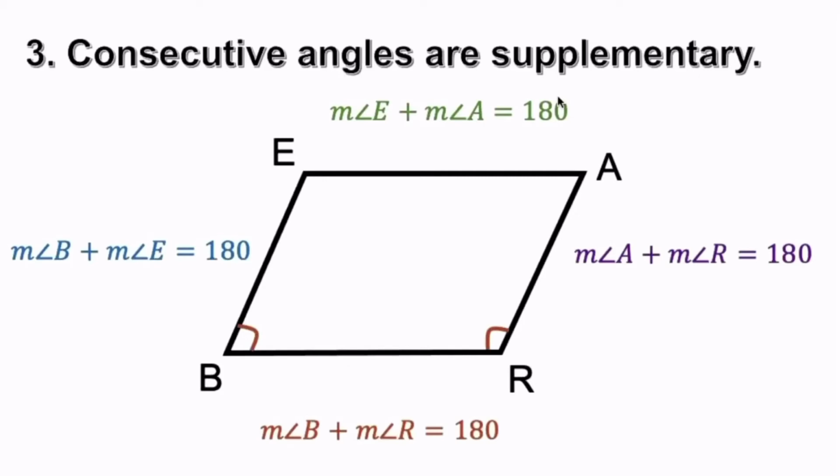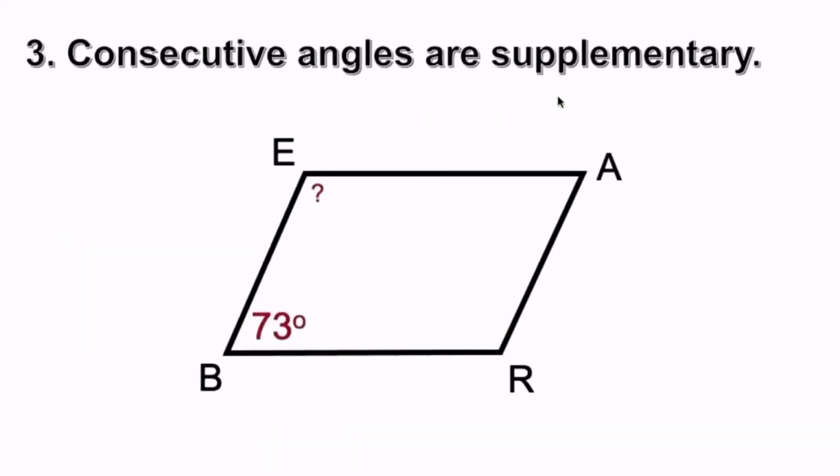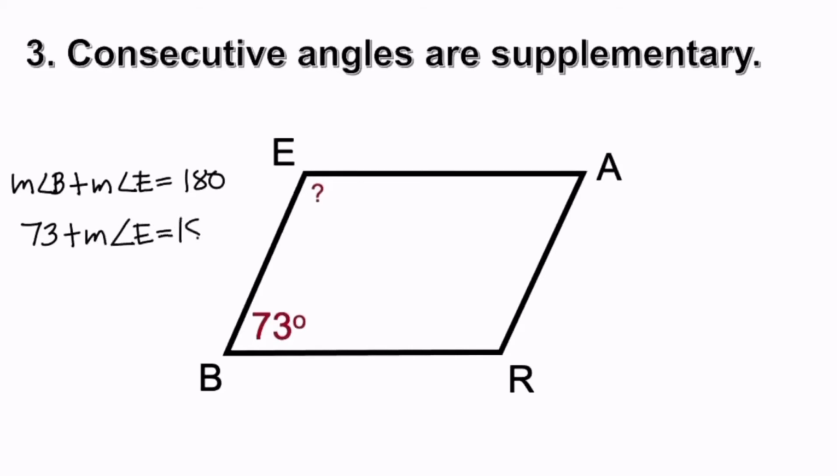Magbigay tayo ng examples nito. Sa figure nito, same parallelogram BEAR, ang measure ng angle B ay 73 degrees. Ano kaya ang measure nitong nawawalang angle, angle E? So alam natin na ang measure ng angle B plus measure ng angle E ay equal sa 180 dahil sila ay supplementary. So i-substitute natin ang values. Ang measure ng angle B dito ay 73 plus measure of angle E, ito ang ating hinahanap, equals 180.